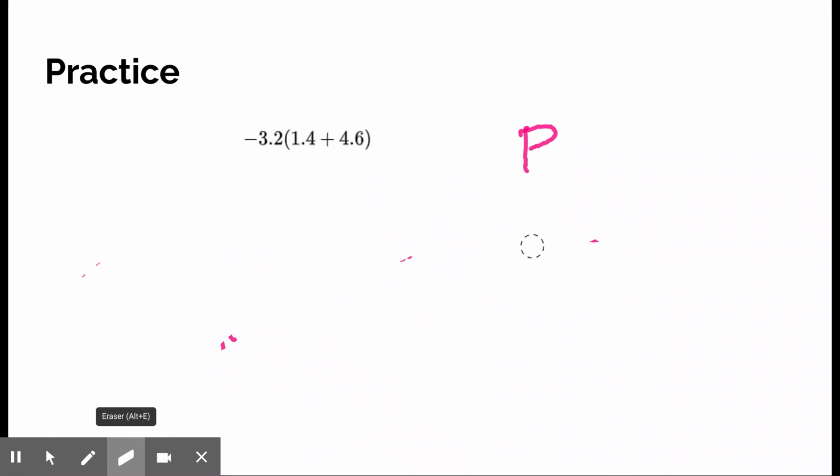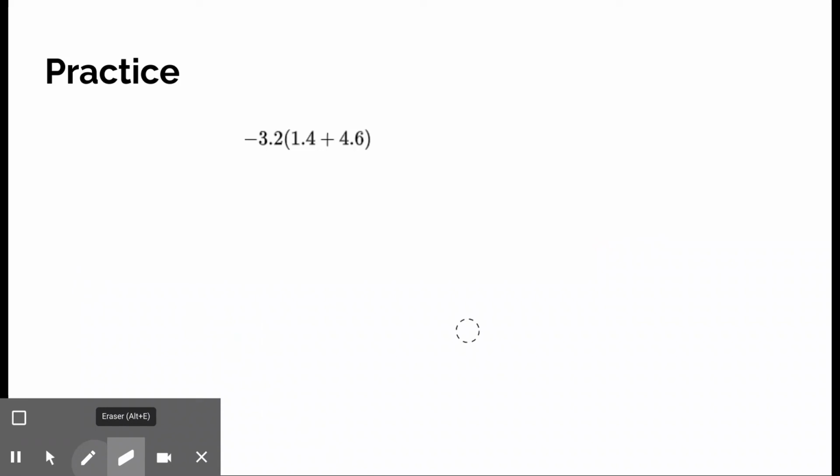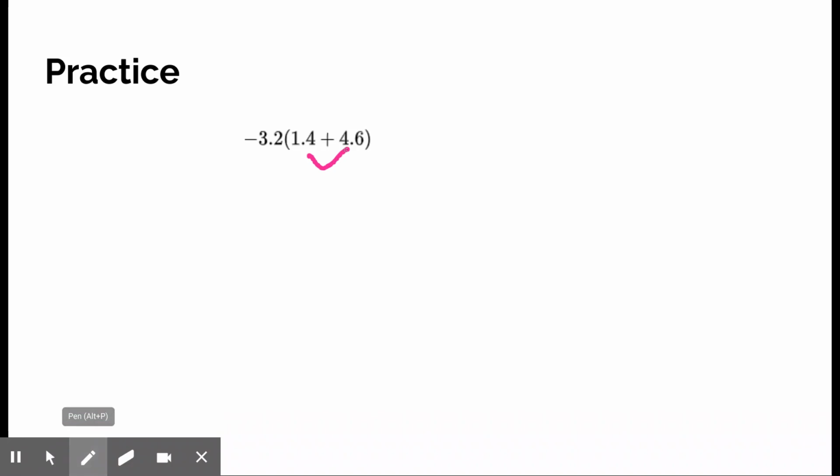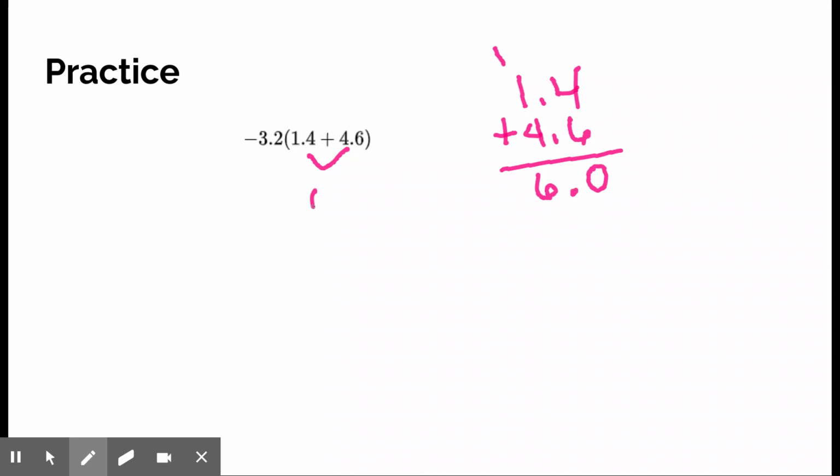Same issue here. We've got negative 3.2 times the quantity 1.4 plus 4.6. Let's go ahead and get started. Let's do what's in the parentheses first. This is one of those things where you've got rational numbers within your order of operations. So 1.4 plus 4.6. You have to line up your decimals. 6 plus 4 is 10. Carry my 1. 4 plus 1 is 5. 6.0. So we're just going to leave that at 6.